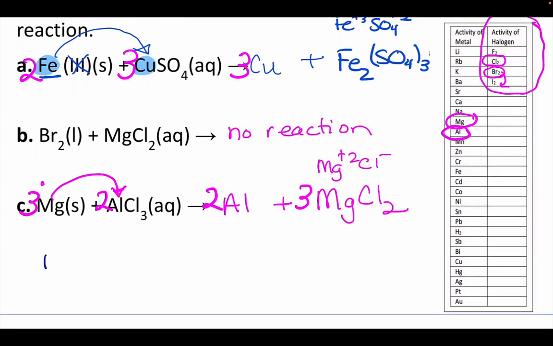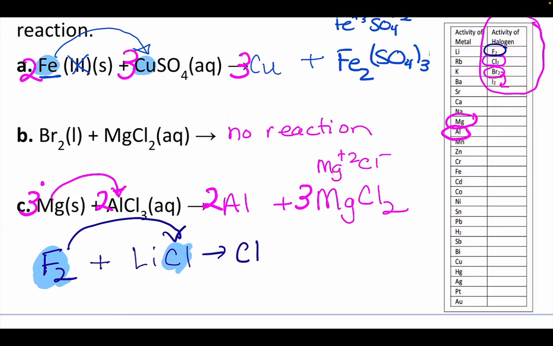Let me show you one more, like one with a nonmetal that does happen. So let's say you have fluorine, because fluorine is the most reactive. And then let's say you're going to react that with lithium chloride. So this will happen. And your fluorine is the nonmetal, so it's going to replace the nonmetal. So I'm going to end up pushing out the chlorine and remembering it's diatomic. And then the lithium and the fluoride are going to go together, but you have to look up charge. So it'll be LiF. And then you can balance it at the end.